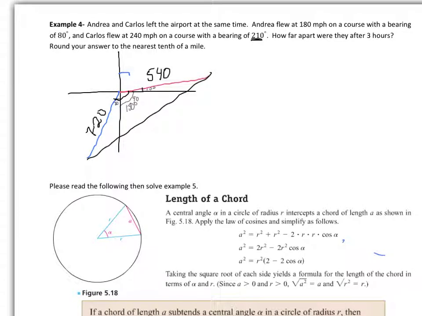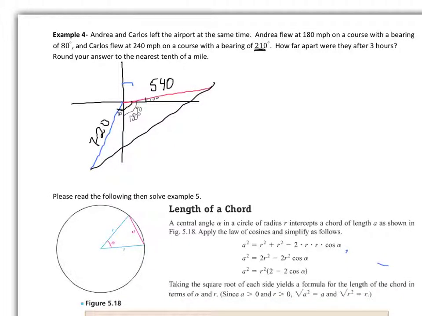Okay, so now we've got a side, an angle, and a side. Now we're going to use the law of cosines. We'll call this side D because that's the distance we want after 3 hours. So we go D squared equals 540 squared plus 720 squared minus 2 times 540 times 720.